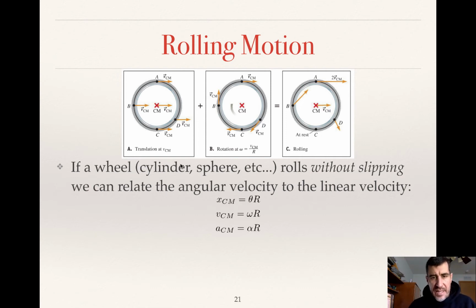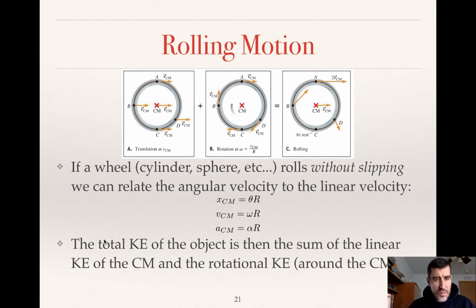And when you do that, that allows you to relate the displacement of the center of mass, which has to be the angular displacement times the radius r. The velocity of the center of mass has to be the angular velocity times the radius r. And the acceleration of the center of mass has to be the angular acceleration times the radius r.